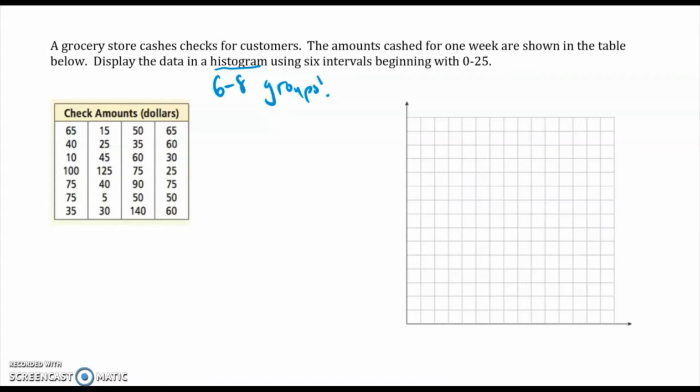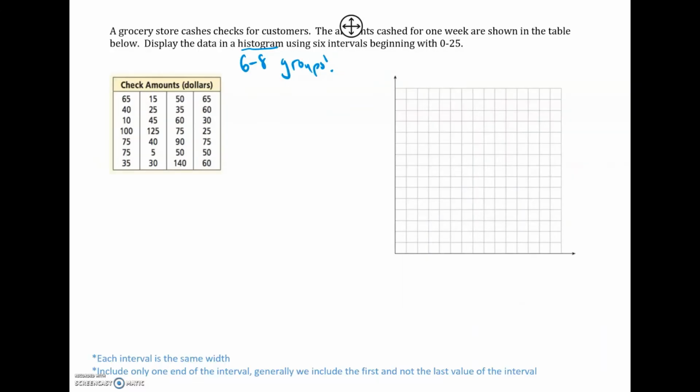So then each interval has to be the same width, and we usually only include one end of the interval, so we'd include either the first number or the last number, but not both. So you can write this as an interval, like 0 to 25, or you can use an inequality. And I like the inequalities a little bit better because it makes it clearer, so I'll show you both. Okay, so I wrote those notes down here for you to reference.